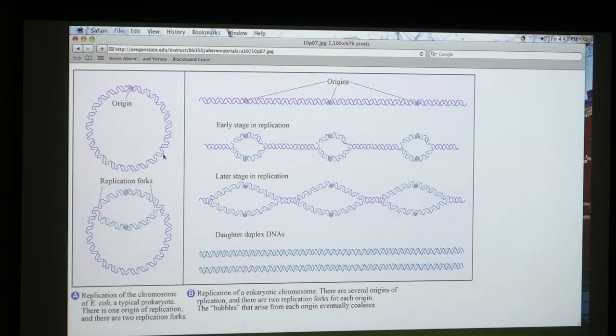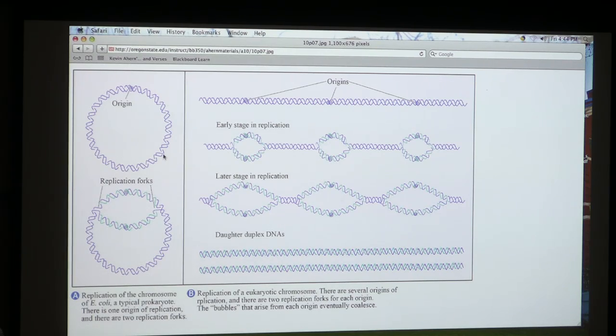I'd like you to think about how replication occurs. This is kind of a nice diagram. Here's a bacterial DNA. Bacterial DNAs are circular. So when we look at the DNA in an E. coli cell, it's circular. Replication starts at a specific place. There's a specific location. It has a specific sequence of bases. And that specific location where replication occurs in any DNA is called the origin. It's spelled on there, O-R-I-G-I-N.